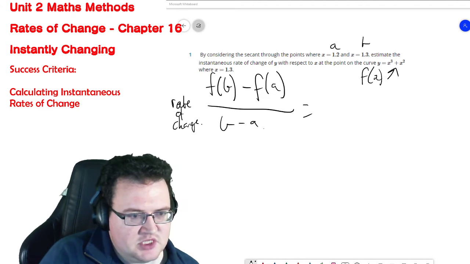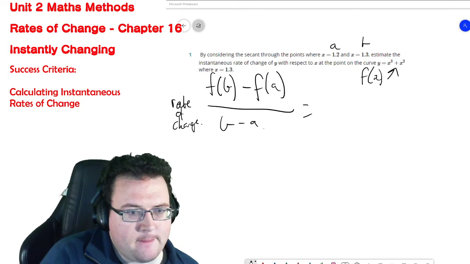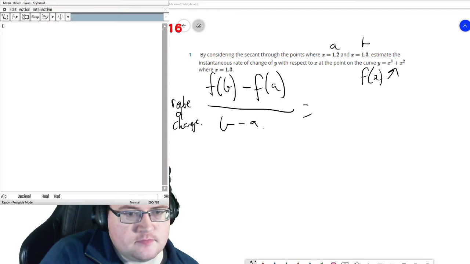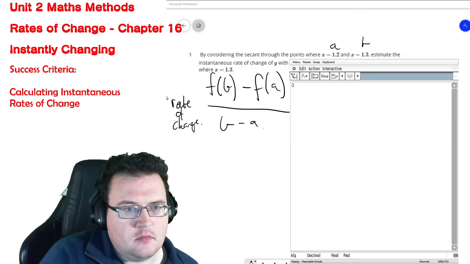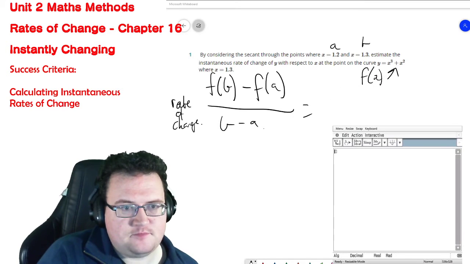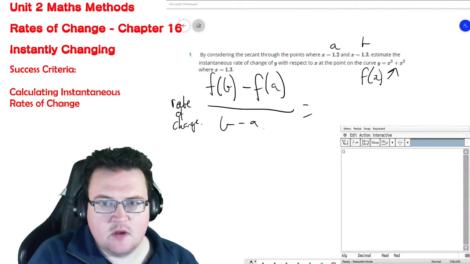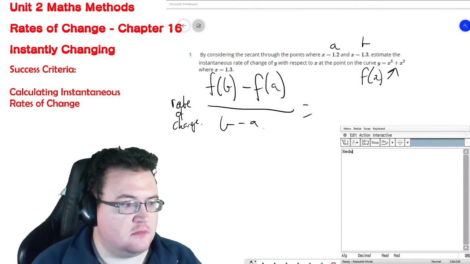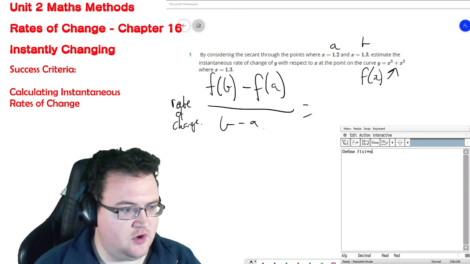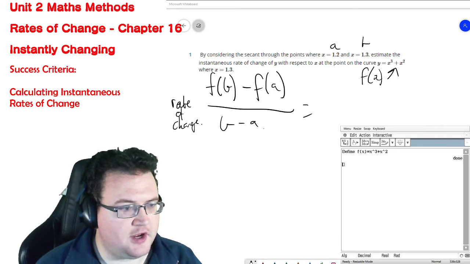So I'm going to pop the Kaz up on the screen as well so you guys can follow along, because your Kaz will help you a lot with this sort of stuff. We'll pop it down here for the time being. It doesn't need to be that big. So if you guys remember, we can do what's called define. F of x is equal to x cubed plus x squared. Done.